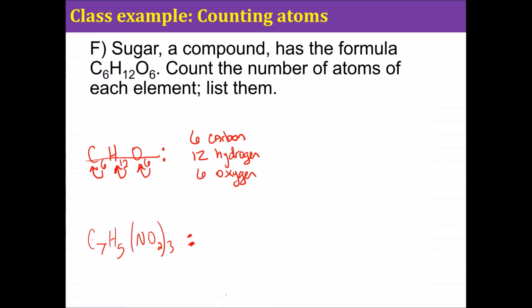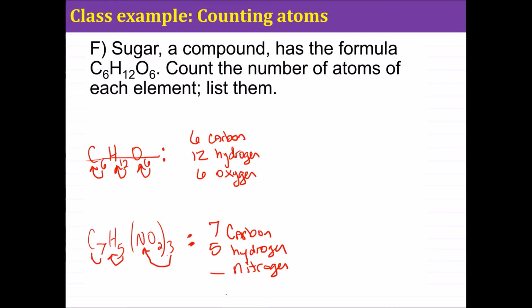Let's try one more. This formula has parentheses in it. So let's start simple here. We have 7 carbon. We have 5 hydrogen atoms. For nitrogen, how many do we have? Is it 1? Nope, it's not 1. Is it 2? Nope, there's more than 2. Is it 3? Yes, there are 3 atoms of nitrogen.